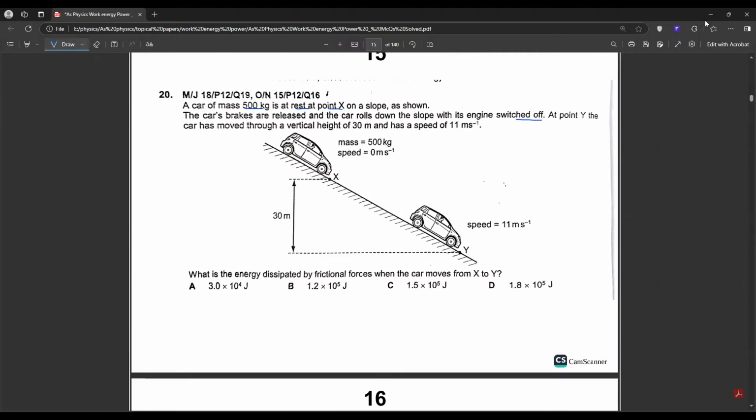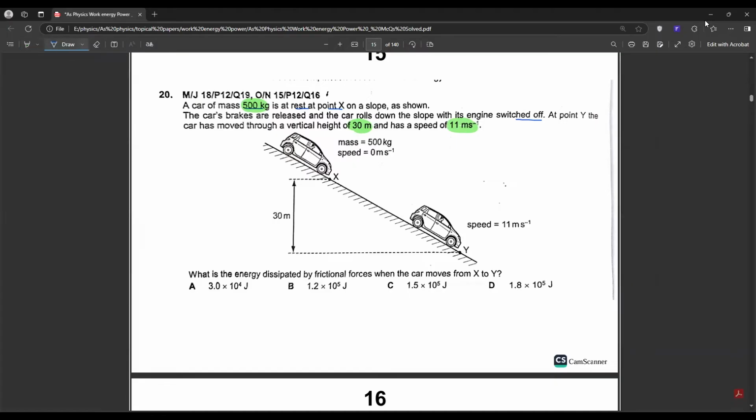Okay, so there is no force from the engine and the mass of the car is 500 kg. At point Y, the car has moved a vertical height of 30 meters and has a speed of 11. What is the energy dissipated by frictional forces when the car moves from X to Y?